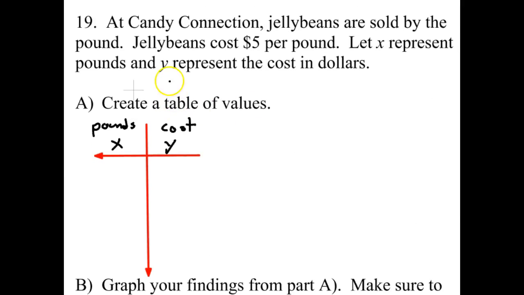Okay. So let's see here. So if we bought 0 pounds, obviously, if we didn't buy anything, that wouldn't cost us anything. But if we bought 1 pound, and we know 1 pound is $5, so that costs 5. If we bought 2 pounds, that'd be 10. And you can probably see the pattern from here. Alright, so you can see that my X's are counting by 1, my Y's are counting by 5.